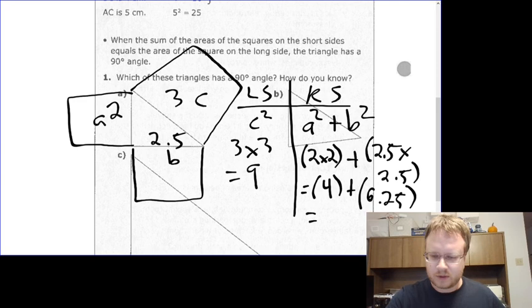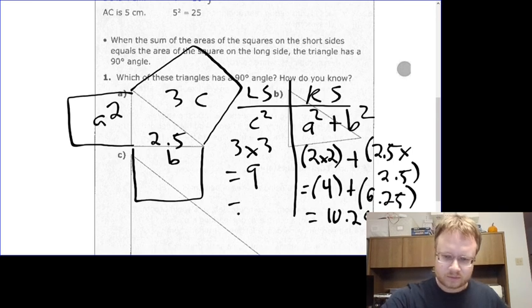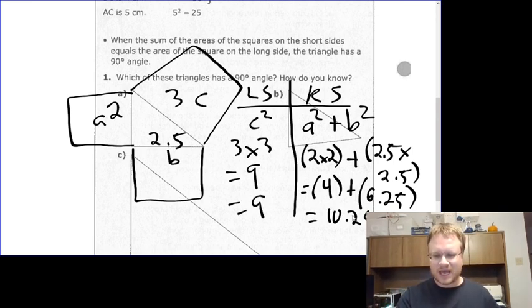Let's add this up. 4 plus 6.25 is 10.25. So, did square A and square B added together equal square C? No, they did not. And that means this is not a 90-degree angle.